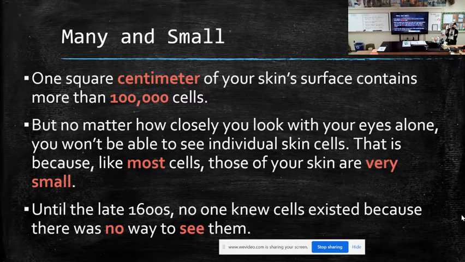Okay, so no matter how closely you look at your skin or the surface of something with just your eyes, you're not going to be able to see those individual cells because they're so extremely small. Until the late 1600s, no one knew that cells actually existed and that we were made up of those specific individual cells because they didn't have a way to look at it and actually see that there were different objects creating a bigger object, which was us.